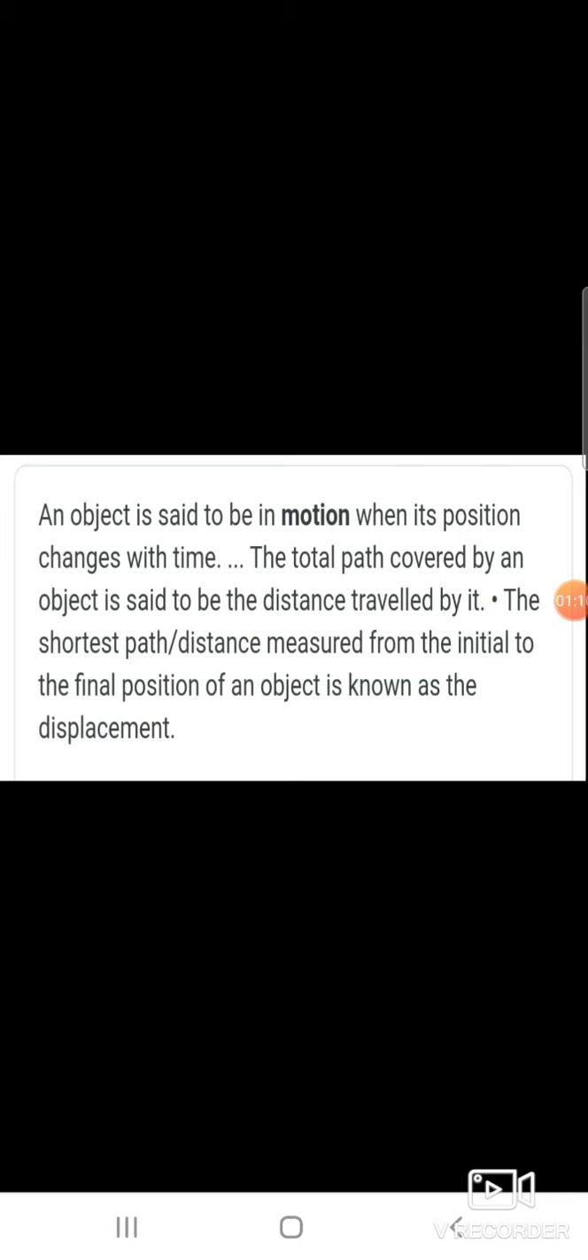The total path covered by an object is said to be the distance travelled by it. The shortest path distance measured from the initial to the final position of an object is known as displacement. This is called motion. Then there are rest and motion.